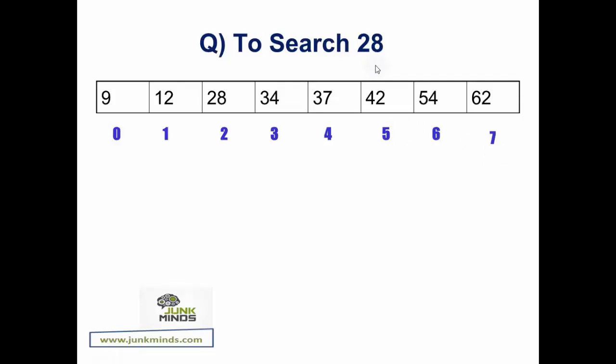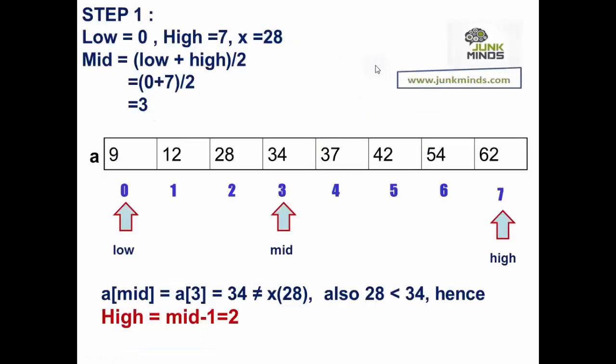Now to get started, in step 1, what I'll do is I'll initialize this variable low to 0, which is always the first index of this array. High will always be the last index. So if there are say n values in an array, high will always be initialized to n minus 1. X is the value that I'm looking for in this array.